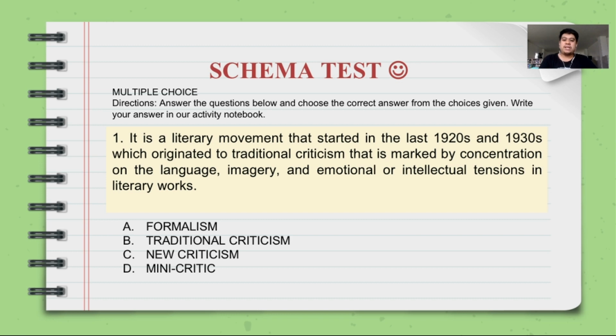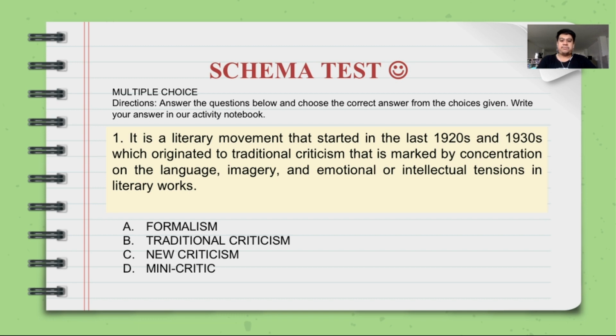So number 1. It is a literary movement that started in the late 1920s and 1930s, which originated through traditional criticism that is marked by concentration on the language, imagery, and emotional or intellectual tensions in literary works. Is it A. Formalism, B. Traditional criticism, C. New criticism, and D. Myth criticism?